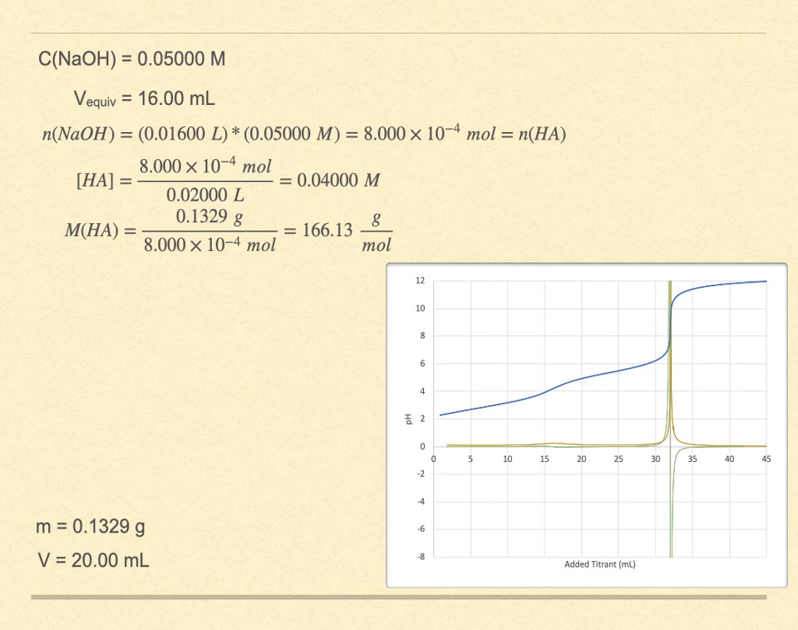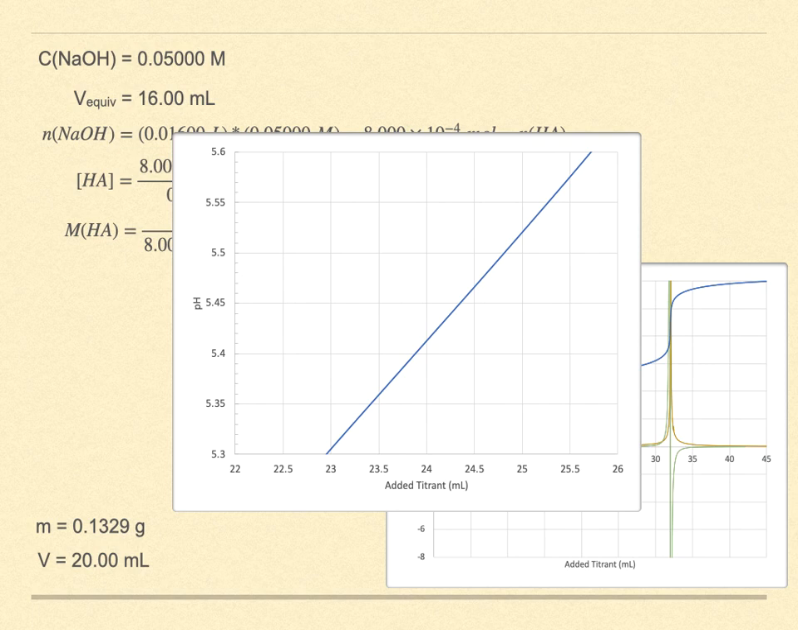Here's another piece of information. We know the two equivalence points, and their average is at (32 plus 16) divided by 2, which is 24 milliliters. Here is a greatly expanded view of the graph in the region around 24 milliliters. I've scaled the y-axis to increase the resolution of our view of that region. Draw a line up from the 24 milliliter mark and then from there over to the y-axis.